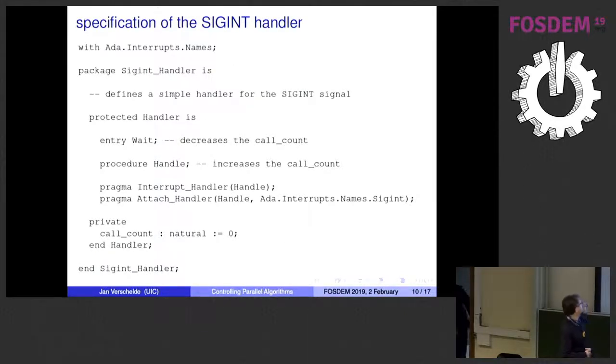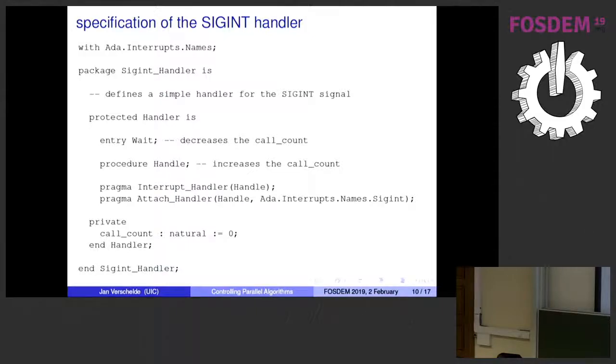Then we have the handler, the specification of the handler. The handler will be defined in this procedure handle, and that will do something very, very simple, just adding one to the count. And then actually with the adding of the count, you have the wait that is enabled. So for the compiler, you have to tell that the handle is actually the handler that you have for your interrupt. And the name of the sigint for the control C is defined within this package here.